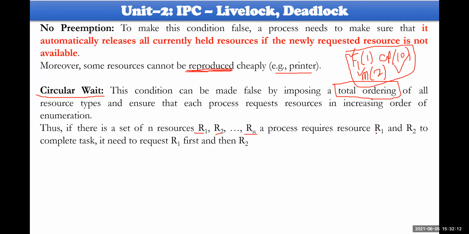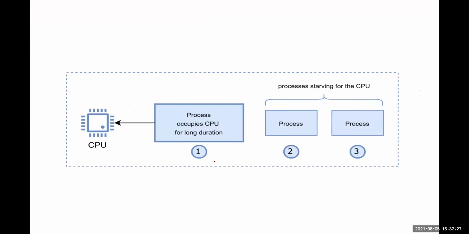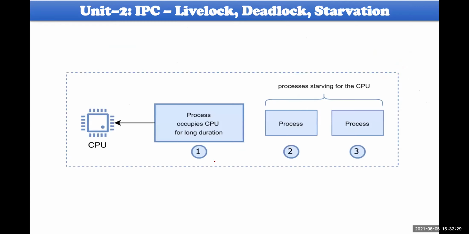ఒక ప్రాసెస్‌కి R1, R2 కావాలంటే ఫస్ట్ యూ నీడ్ టు రిక్వెస్ట్ ఫర్ R1. If it is allocated to you, then you will go for R2. That's all. అంతేగాని R2 ఫస్ట్ తీసుకొని R1 తర్వాత కుదరదు. ఓకే, ఇలా ఉంటే సర్క్యులర్ వెయిట్‌ని అవాయిడ్ చేయడానికి అవకాశం ఉంది. ఓకే, దెన్ వాట్ యు మీన్ బై స్టార్వేషన్?